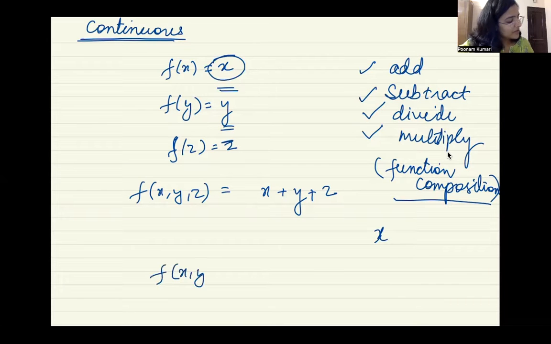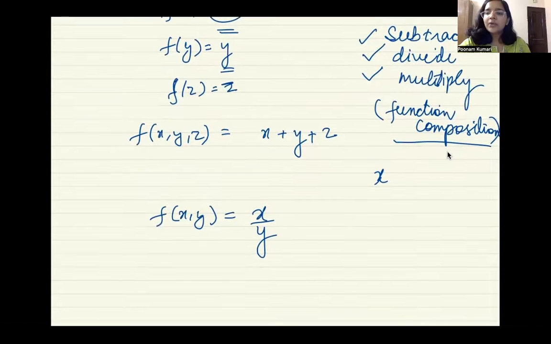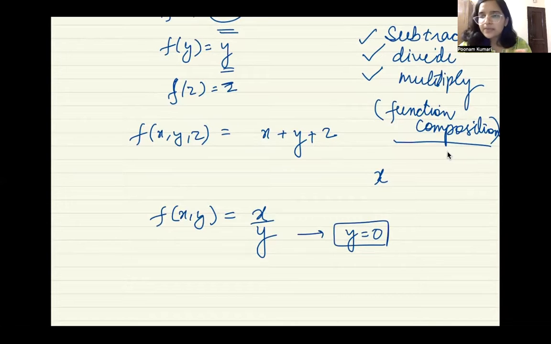f of x, y is x divided by y, and then you'll say it has to be continuous everywhere. No, it will only be continuous at the points where it is defined. So for y equals 0, this function is not defined at all, so here it will not be continuous either.